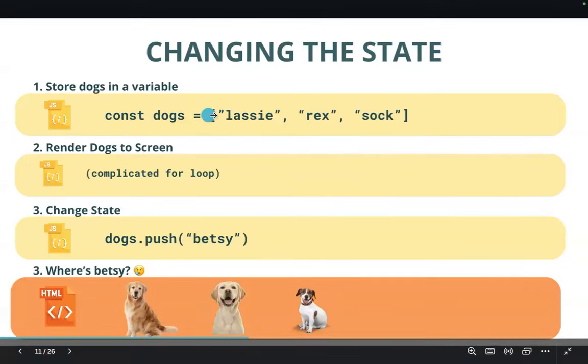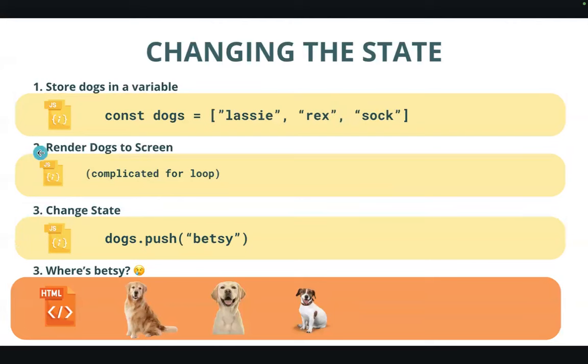Okay, so we still have the original array of dogs with just Lassie, Rex, and Sock. We have this complicated loop for rendering them to the screen. And I didn't write that all out because it was hard to fit on the screen. But we have this loop that renders the dogs to the screen. And then say we want to add Betsy later. So we've already made the dogs array, and then we want to add Betsy at another point. Say the user types into an input and they hit a submit button, and then we take whatever was in that input and use that as the dog name. Well, we don't have that state initially in our original array, so we need to get that state at some later point dynamically.